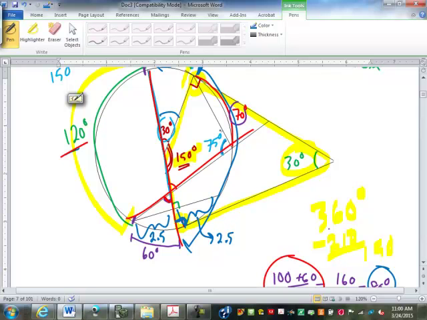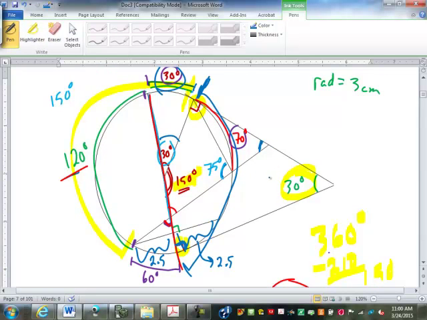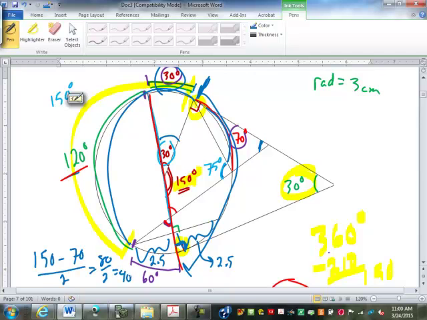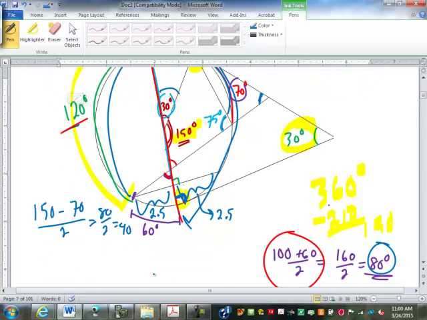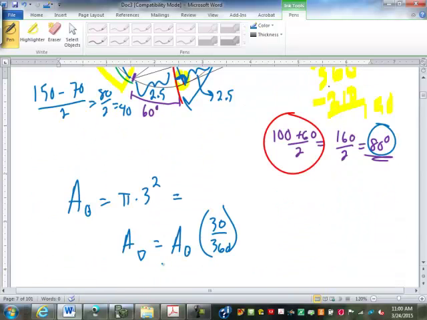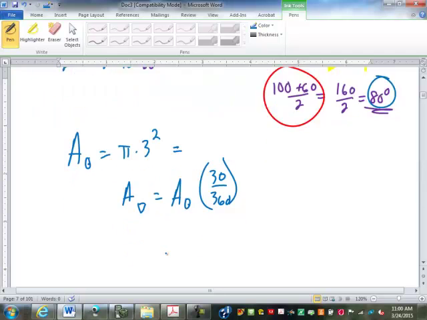Angle ABD. ABD is going to be this angle out here, ABD. Well, that one will be this arc minus this arc divided by 2. So this is 150 minus 70 divided by 2. So it's going to be 80 over 2, which is 40 degrees. Make more sense now? Okay.